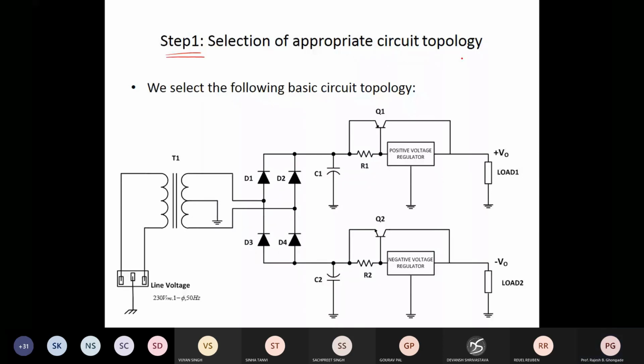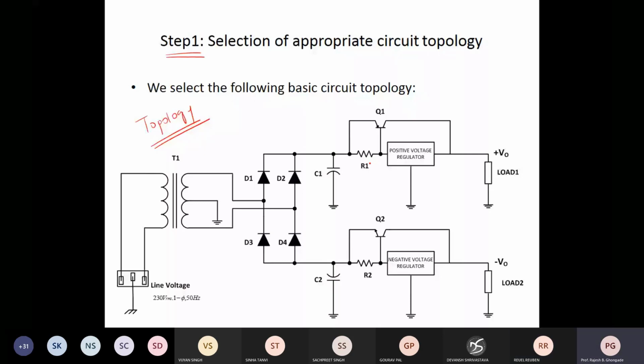So this is the topology which we have to select. We have not yet selected any of the devices. It's just the topology. Remember, it's the topology. That is a circuit. And then you are supposed to select the components and do your job. Okay? Is this fine?